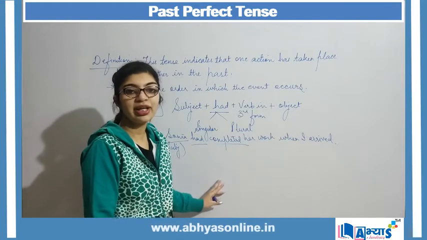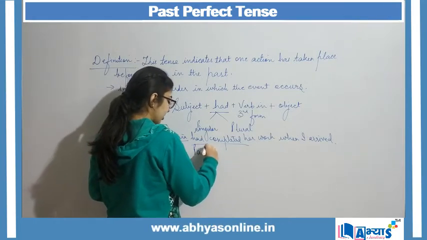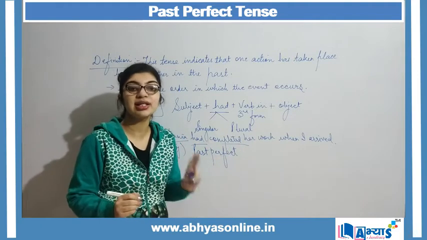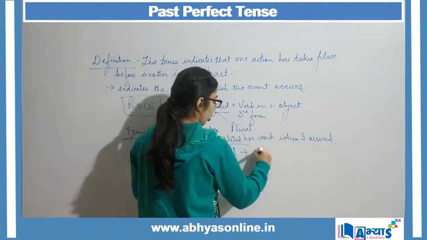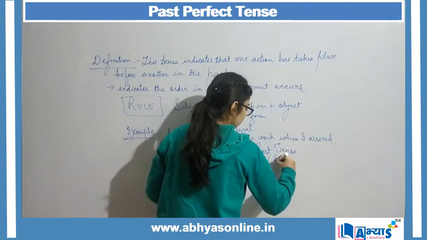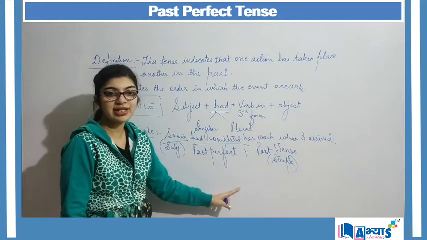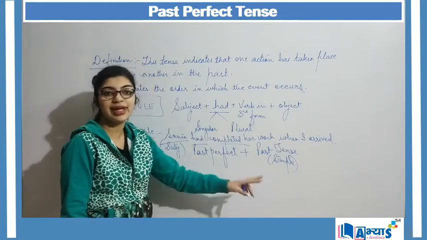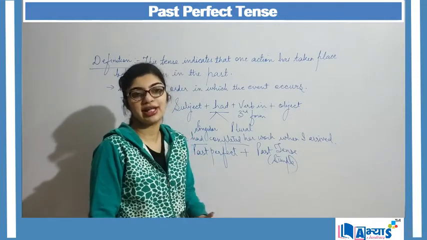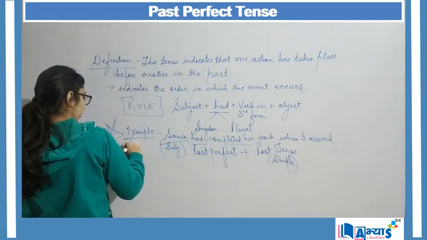Now, another thing which is important to learn is that with past perfect tense, if any other tense is to be included, that will always be simple past tense. For a past perfect tense, if we have to include another tense, that will always be simple past tense and nothing else. This is an important rule to remember.